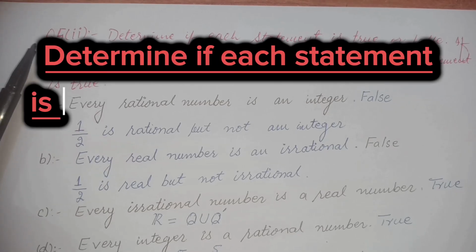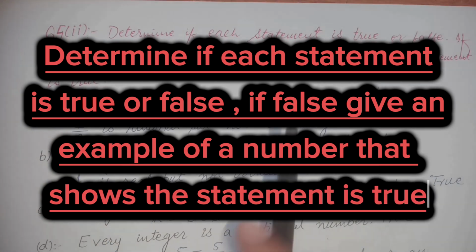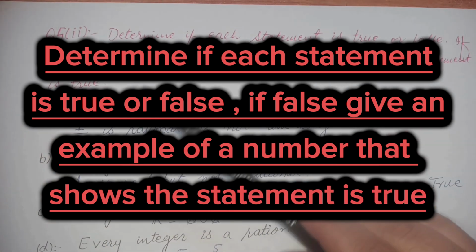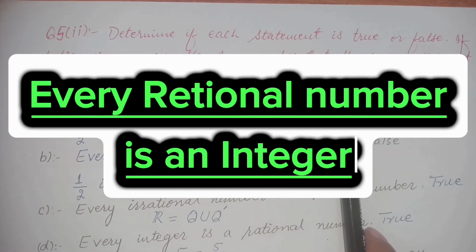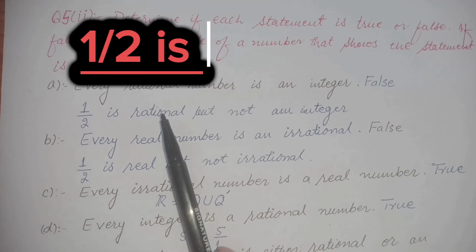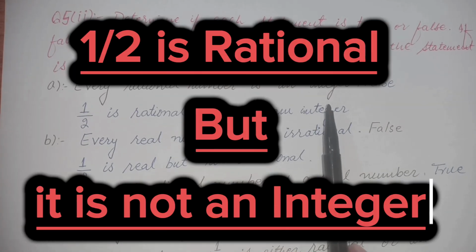Miscellaneous exercise 1, question number 5. Determine if each statement is true or false. If false, give an example of a number that shows the statement is false. Part A. Every rational number is an integer. It is false. 1 by 2 is rational, but it is not an integer.